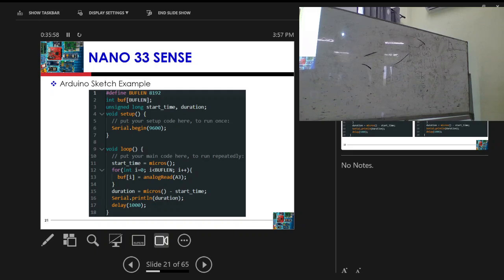I start from 0. Then I read the analog pin, and read and read several times. After that, I calculate the duration, the time it took to read the analog pin 8192 times. When I started reading, I stored the time in start time. Then I take micros minus the start time. Micros gives me the current time after the reads, and subtracting the start time gives me the duration. And I just read the duration.